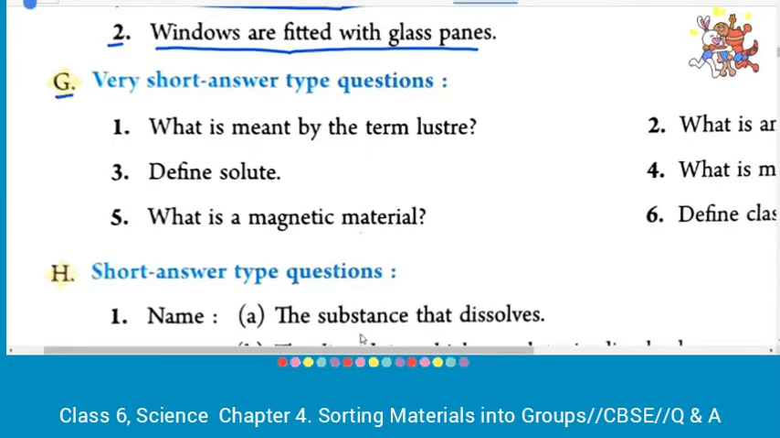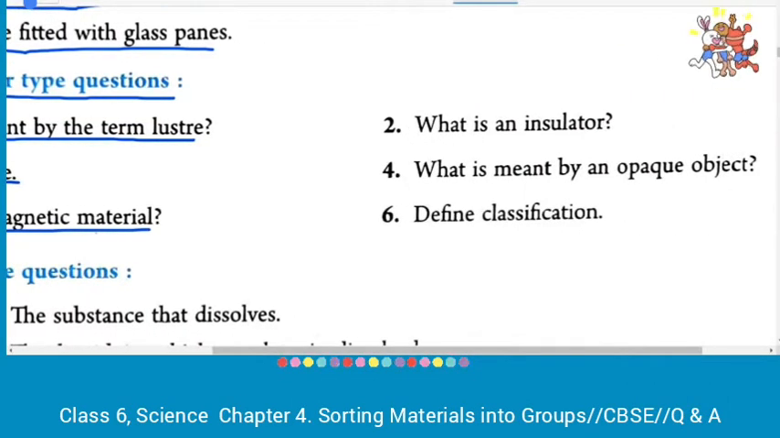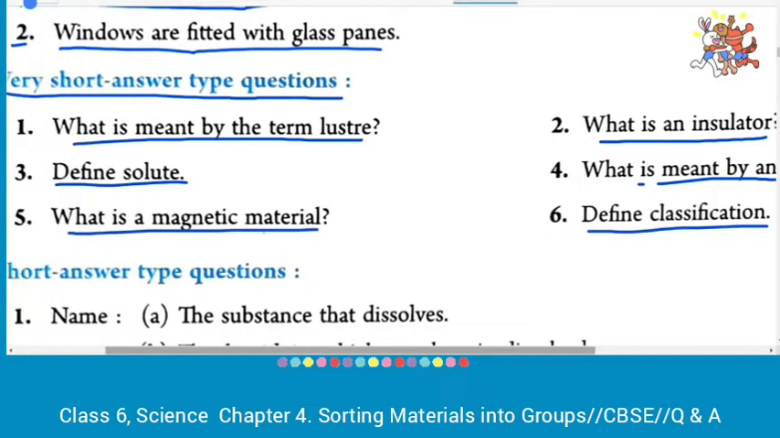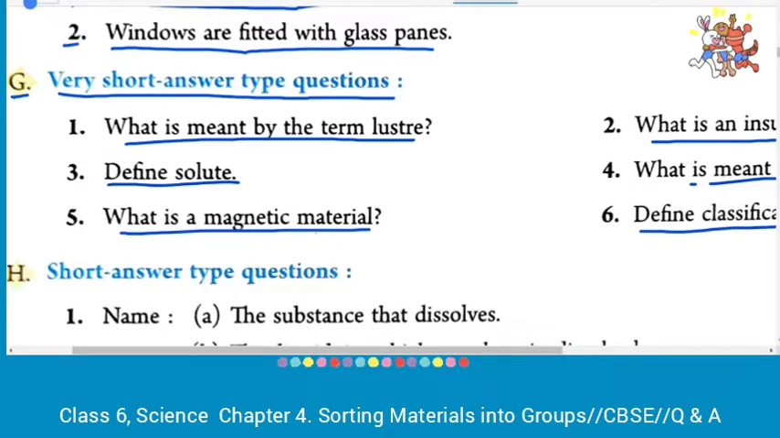Section G, very short answer type questions. What is meant by the term luster? Define solute. What is a magnetic material? What is an insulator? What is meant by an opaque object? Define classification. So we'll see very short answer type question answers one by one.